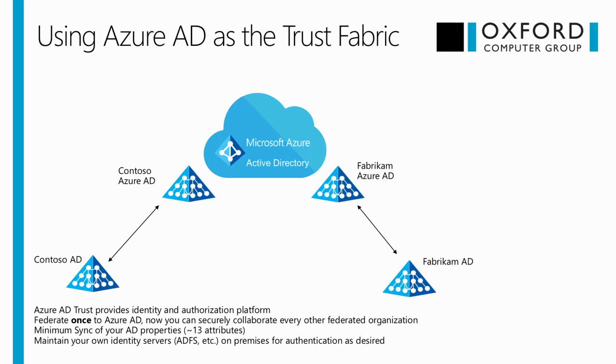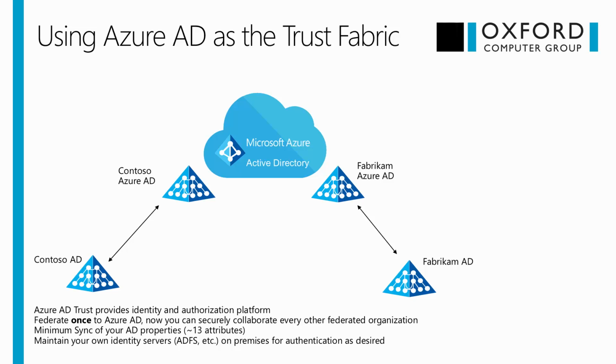Once they've done that, for Azure RMS they're only syncing 13 attributes. If you're already using Office 365, or Intune, or any other Azure product where you've had to synchronize your Active Directory up to the cloud, those 13 attributes would have been included with that. But if you're new to Azure AD, we're only looking at synchronizing 13 attributes up to the cloud.